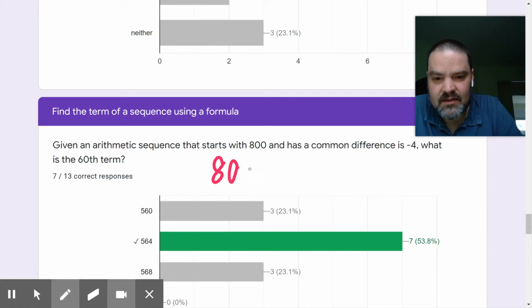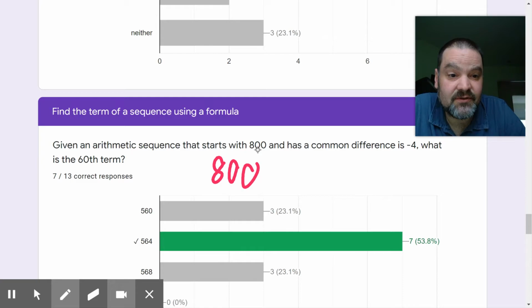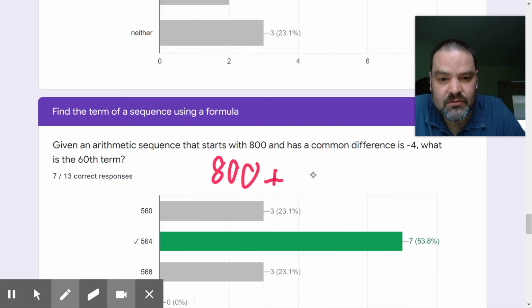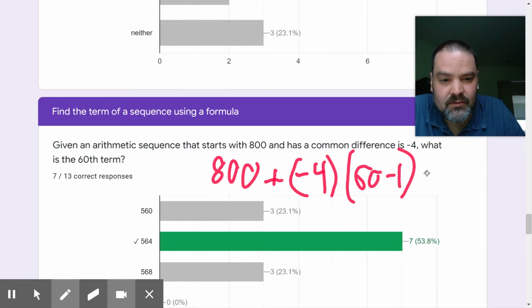And then it has a common difference of -4. That means you keep subtracting 4, subtracting 4. And how many times do you do that to get from the first to the 60th? Well, to get from the first term, which is 800, to the 60th, you're going to subtract 4 a total of 60 minus 1, or 59 times, right? From 1 to 60, you have to go through 59 different iterations, 59 numbers, 59 minus 4s.